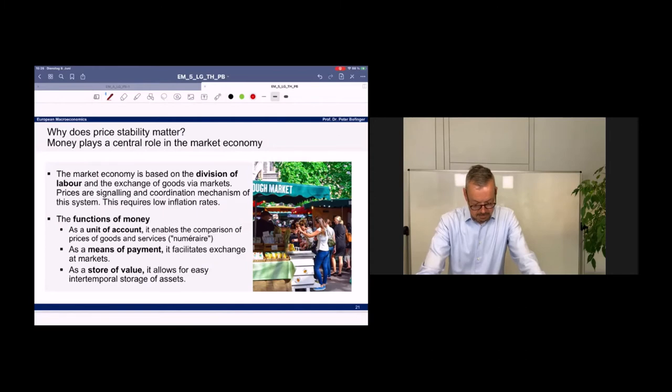important. And of course, price stability also matters because many people want to have a safe asset. Many people do not want to speculate on the stock exchange. Many people do not want to buy Bitcoin. Many people want to have at least some part of their wealth in a safe asset. And here money, now defined as bank deposits, is in demand as a safe asset. And this is only possible if we do not have inflation, because otherwise this safe asset no longer exists and then people get problems.